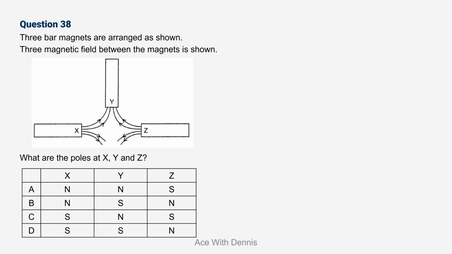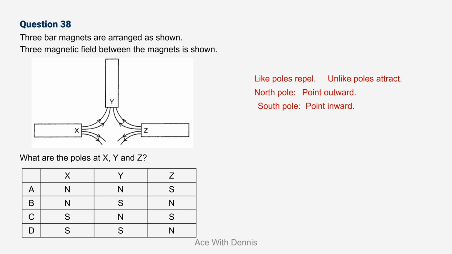To determine the polarity at the ends of X, Y, and Z, we need to understand how poles work. We know that like poles repel, unlike poles attract. The field lines point outwards from the north pole and inwards to the south pole. From this diagram, as we can see, X and Y attract each other. Similarly, Y and Z attract each other. So X and Y will be different poles, and the same goes for Y and Z.